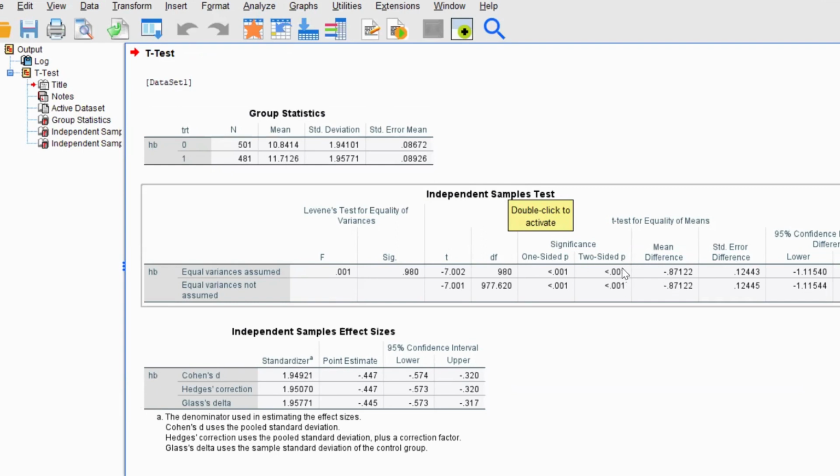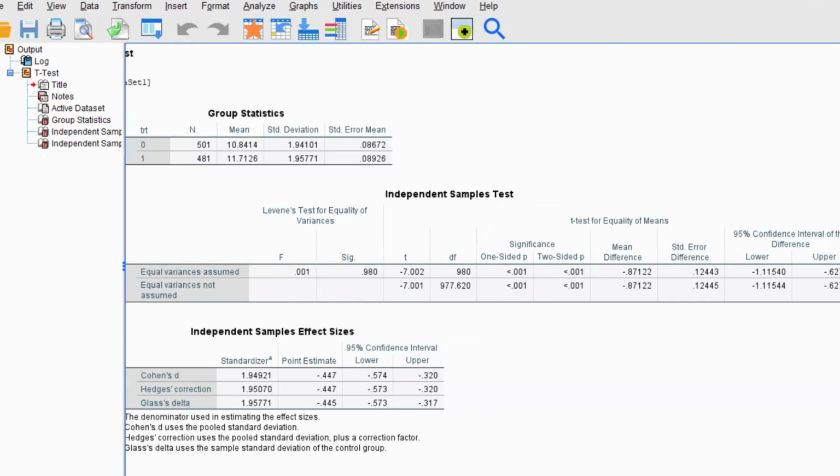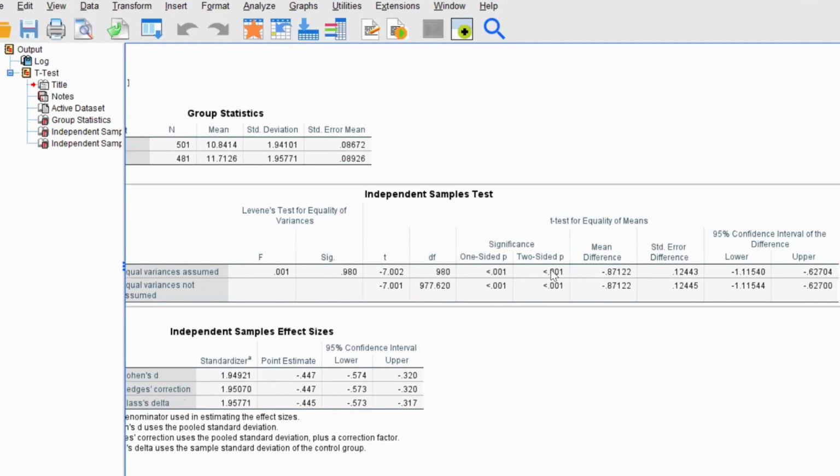If we look at the two-sided p, it's less than 0.001. So is it a significant difference or not? It's a significant difference if we look at the two-sided p. Then if we look at the confidence interval.